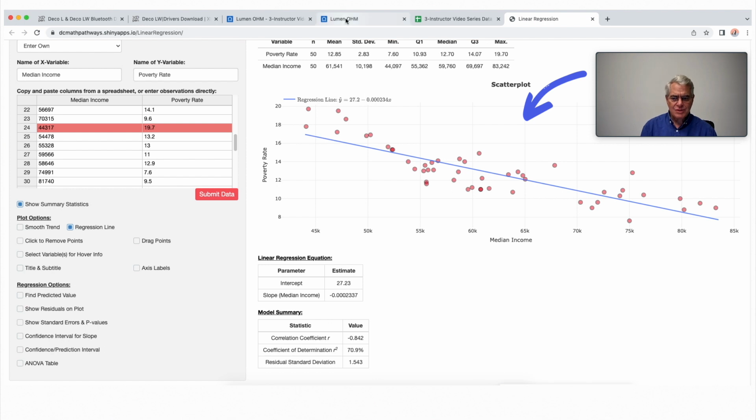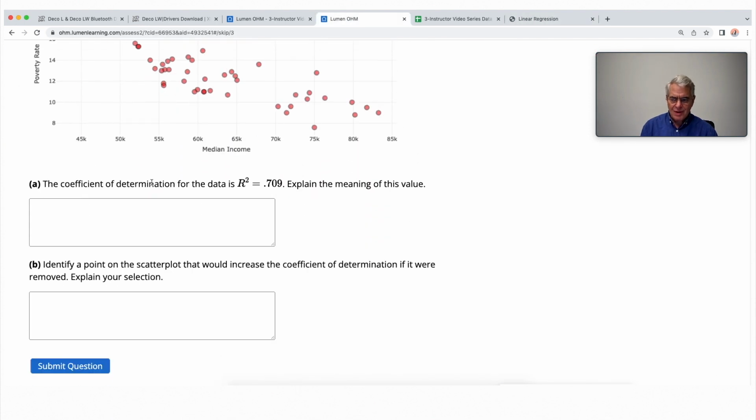Let's go back to our questions. The coefficient of determination for the data is r squared equals 0.709, or 70.9% of the variance in poverty rate is explained by the variance in median income. If we had a perfect correlation, we would explain 100% of the variance. That is extremely rare in the social sciences.